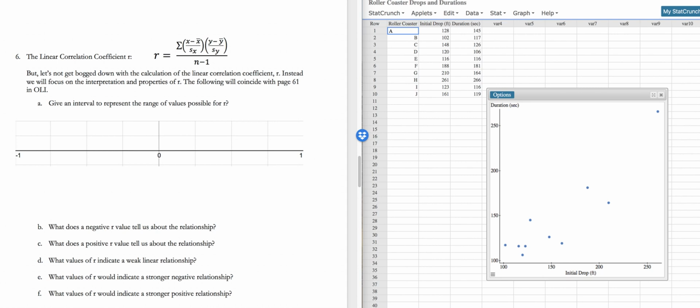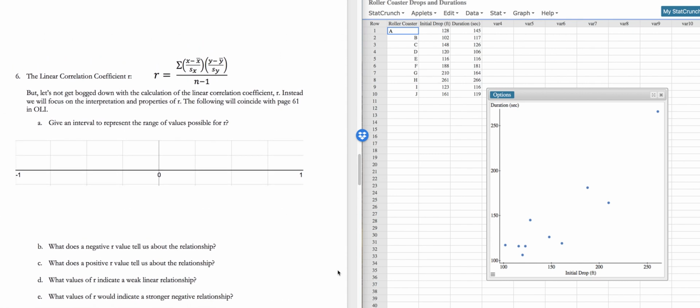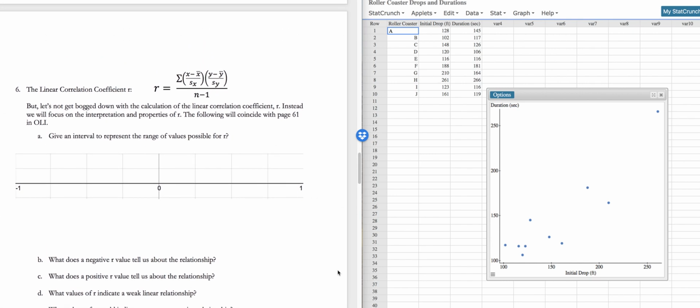All right, welcome back. We're going to move on to calculating a value that will help us determine the presence and the strength of our linear correlation. And that thing is called the linear correlation coefficient. It has the symbol lowercase r when we are discussing sample data, which we almost always are.